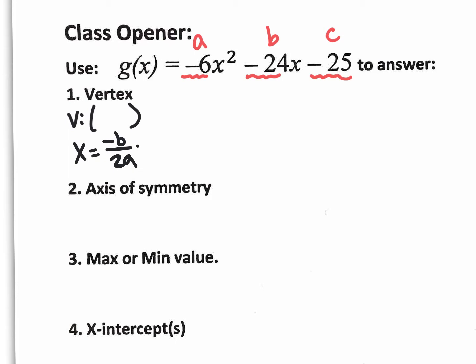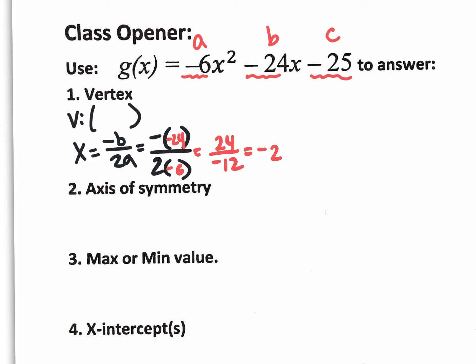Now, how do we use this formula? Like any other formula, you plug in values, and I recommend plugging them in with parentheses. So we know that the b value is negative 24. Put a negative 24 up here. We know that the a value is negative 6, a negative 6 down there. So what do we have left? We have a positive 24, because a minus negative changes to plus, and on the bottom, we have a negative 12. So we know that the vertex x value is negative 2.